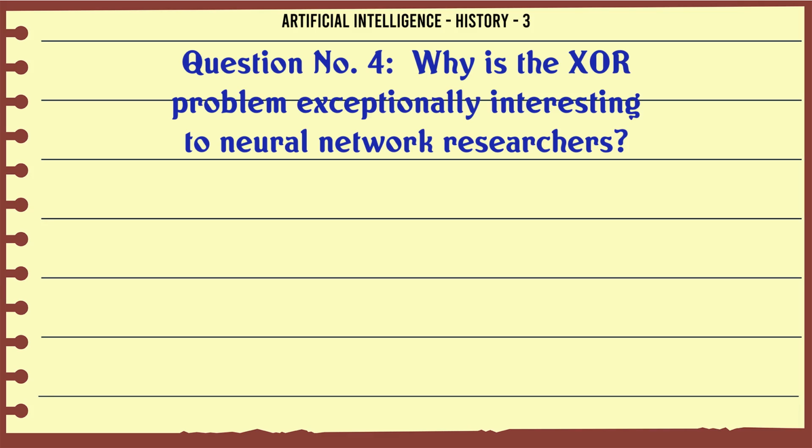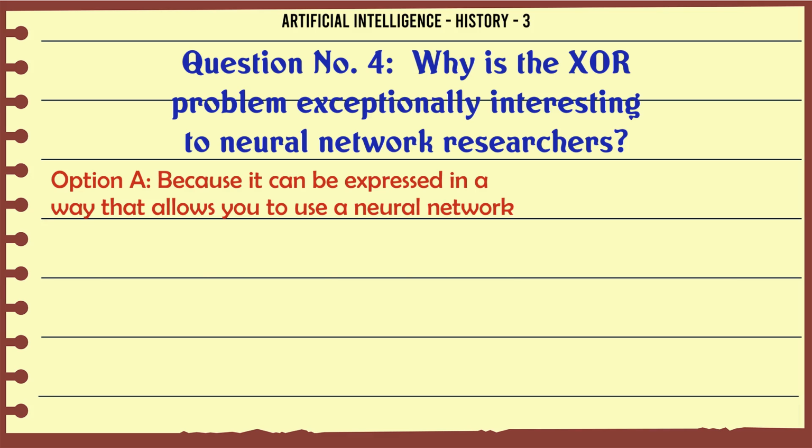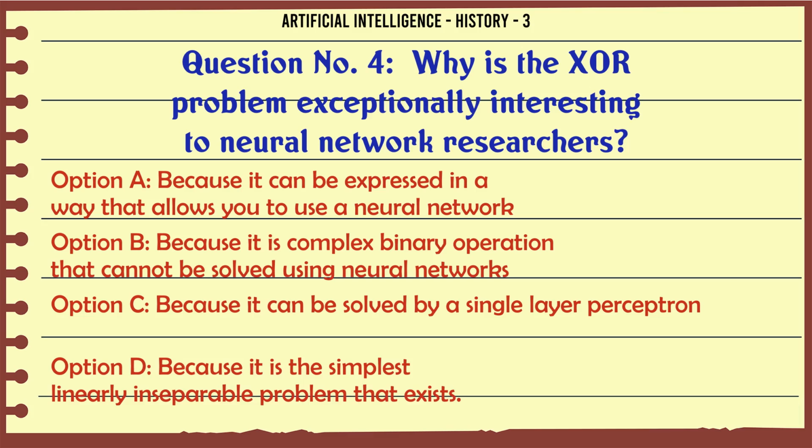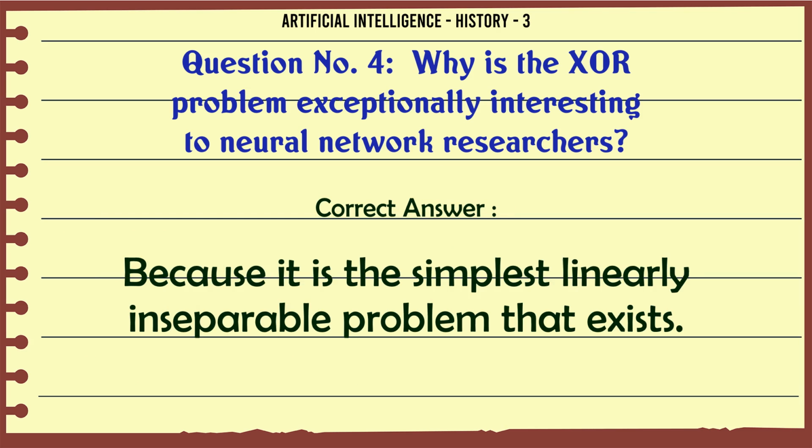Why is the XOR problem exceptionally interesting to neural network researchers? A. Because it can be expressed in a way that allows you to use a neural network. B. Because it is a complex binary operation that cannot be solved using neural networks. C. Because it can be solved by a single layer perceptron. D. Because it is the simplest linearly inseparable problem that exists. The correct answer is because it is the simplest linearly inseparable problem that exists.